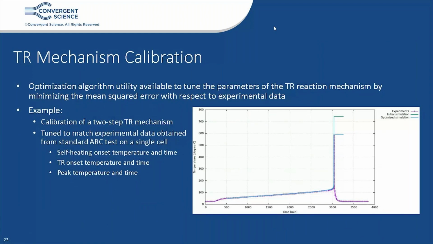To assist with thermal runaway calibration, we do have optimization utilities that will allow you to tune the parameters of the thermal runaway reaction mechanisms to minimize the error with respect to experimental data. Here we calibrated the two-step thermal runaway reaction mechanism. The original mechanism in green was severely over-predicting thermal runaway behavior, but the optimized mechanism now reproduces experimental behavior.